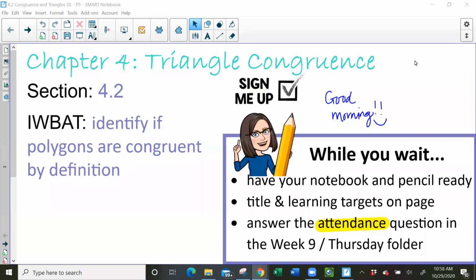Good morning. This is section 4.2. Our learning target today is I will be able to identify if polygons are congruent by definition. So let's get started.